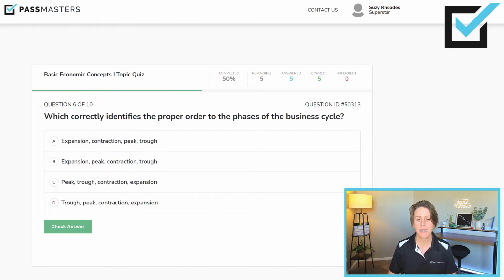Which correctly identifies the proper order of the phases of the business cycle? There are four phases to the business cycle. They always go in a specific order: expansion, peak, contraction, and trough. That is the order.